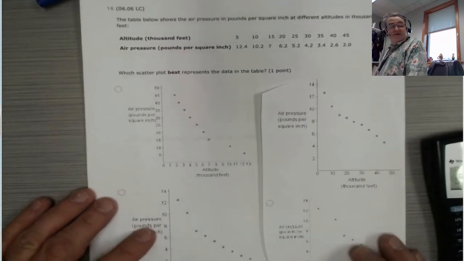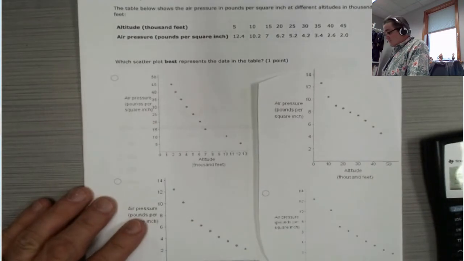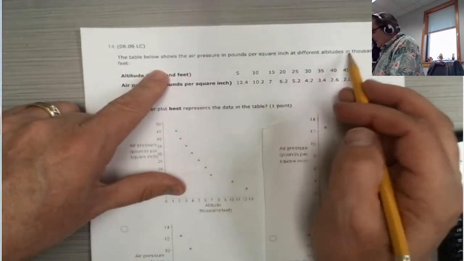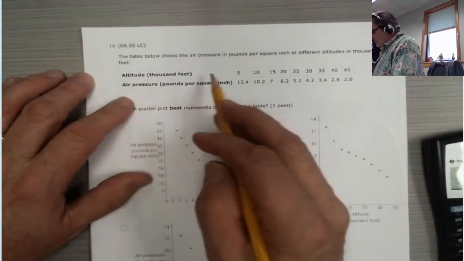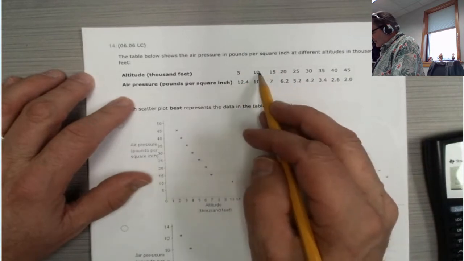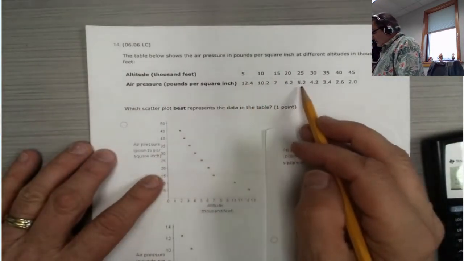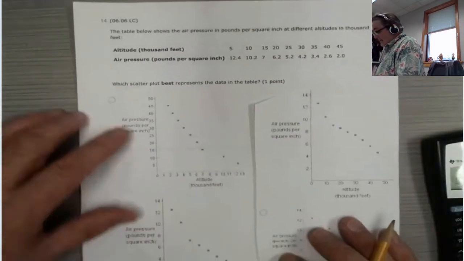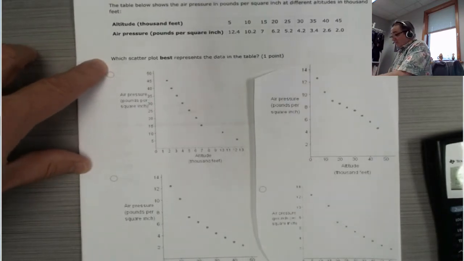Okay, this table's below, and there's choices on another page that I cut out and moved to this page. Table below shows the air pressure in pounds per square inch at different altitudes in thousands of feet. All right, so this is altitude up here, 5,000, 10,000, 15,000, to be 1,000 feet, and the air pressure. Now, air pressure is getting lower as you climb higher. So which scatter plot best represents the data on the table?